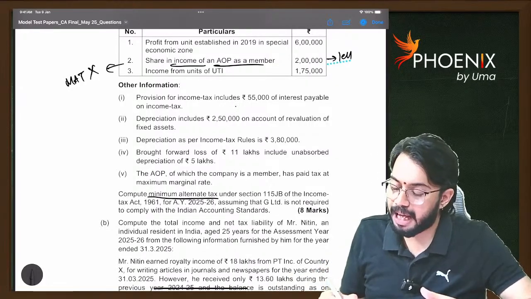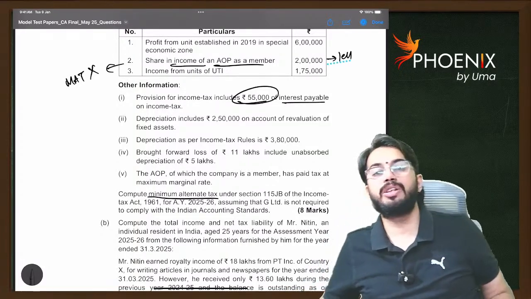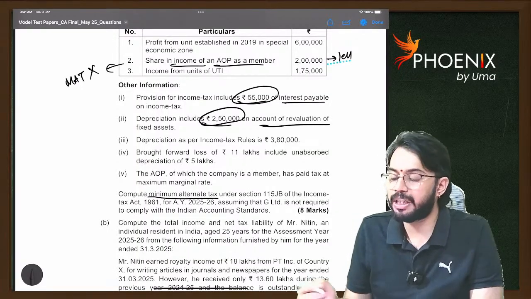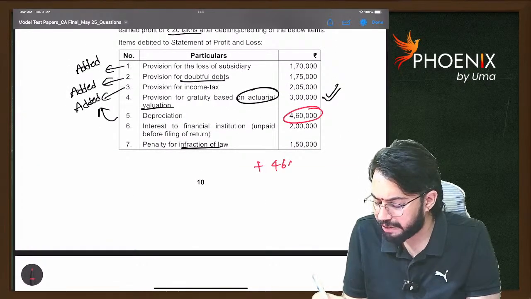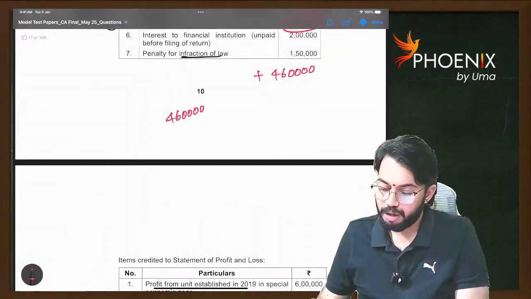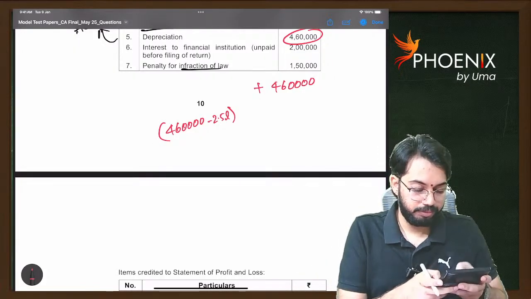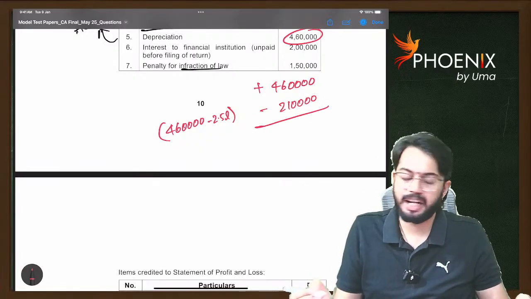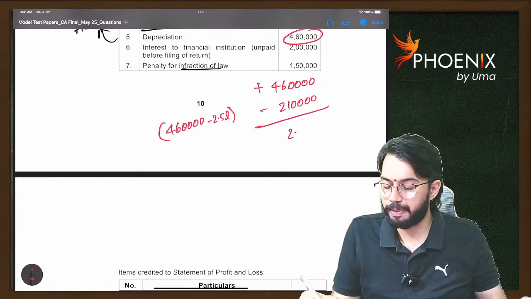Next, provision for income tax includes 55,000 of interest payable on income tax. Even interest on income tax is also to be disallowed while calculating book profits. Depreciation includes 2,50,000 on account of revaluation. So what will we do? Depreciation 4,60,000 we will add. But 4,60,000 minus 2,50,000, 2.5 lakhs. How much? 2,10,000 is to be reduced. Okay, so net effect 4,60,000 minus 2,10,000. Net effect is 2.5.